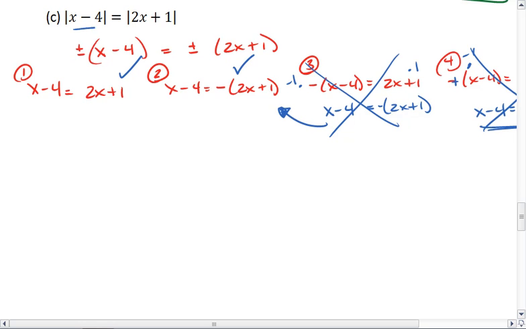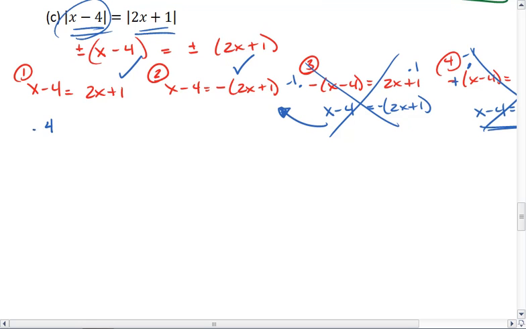This is true whenever you have this double absolute value. So all we want to do is take the positive of the left side, set one equation equal to the positive of the right, and one equation equal to the negative of the right. Now let's solve these.